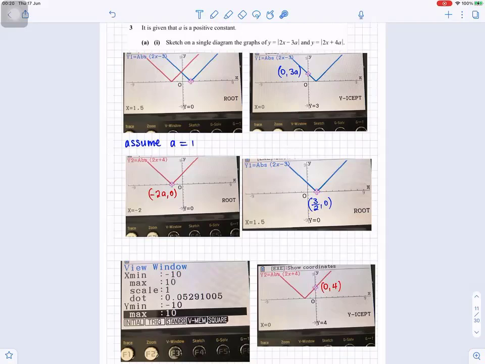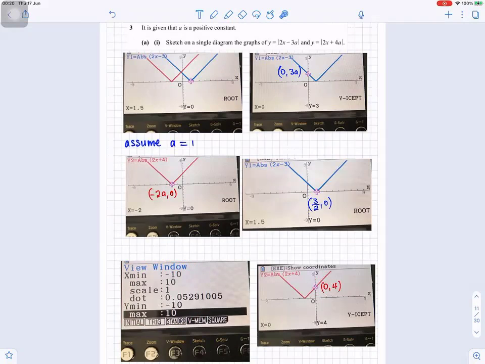And when you use your graphics calculator, you get the red graph and you get the blue graph. And this point there is 0, 3a. And this point there, minus 2a, 0. And this point 3a, 0. And on the view window, that's what you put on your view window. And this point is 0, 4.